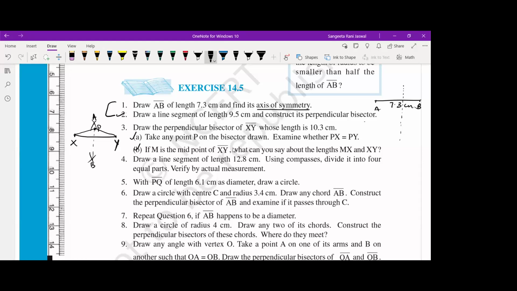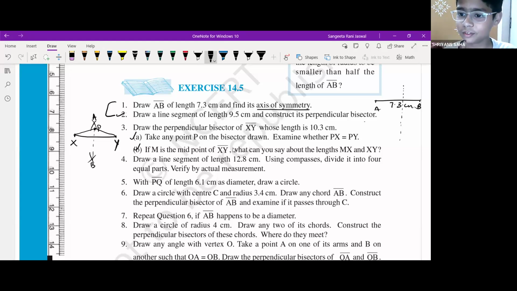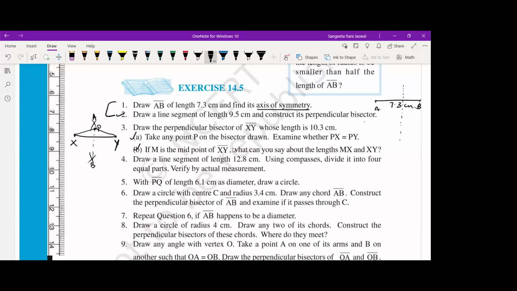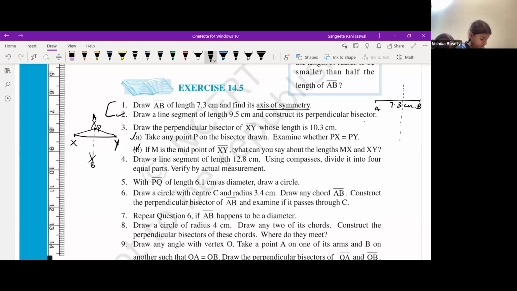Are they of equal length? Check with the divider. First keep the divider at PX points, X and P. Then keep this divider at P and Y and check whether it's the same. Yes, ma'am. It's the same. It's equal, no? PX is equal to PY. Yes, ma'am. Good. Okay.